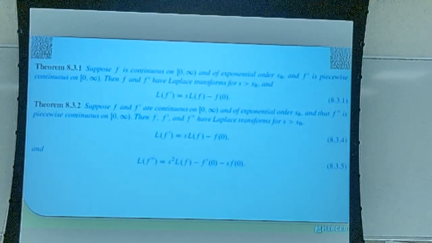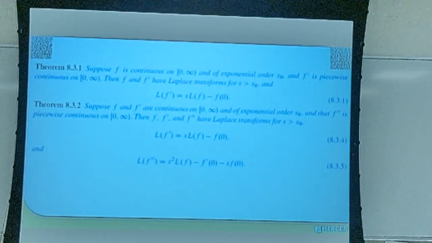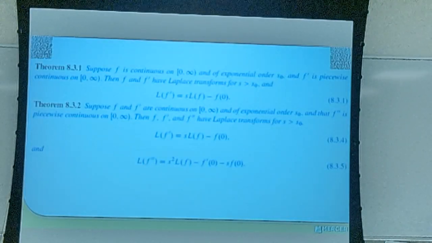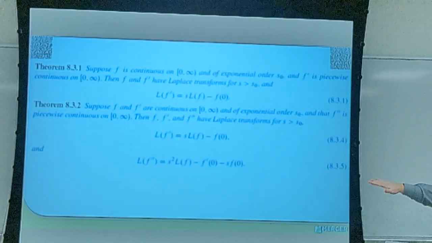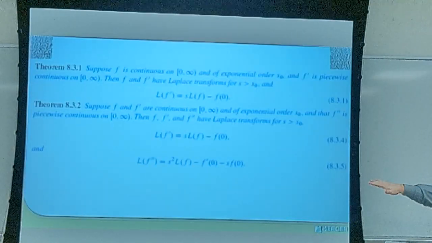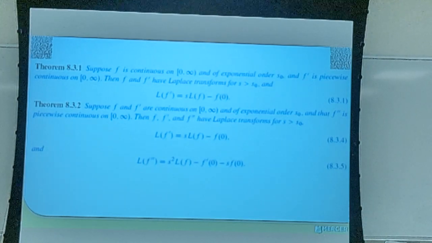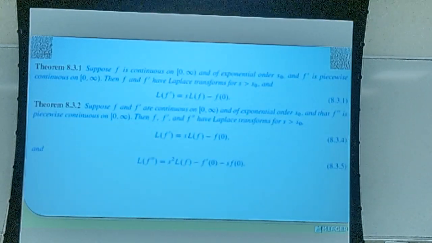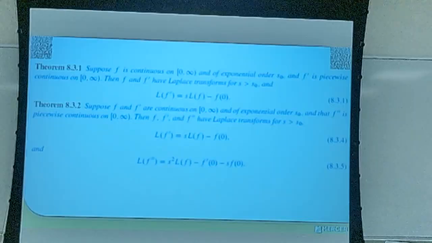These two theorems are really important. They tell you how to transform the derivative of a function, the second derivative of a function. And by the way, it only shows up to the second derivative, but this can naturally extend to any order derivative. So, for instance, if you transform the third derivative, it's the s cubed transform of f minus s squared f of 0 minus s f prime of 0 minus f double prime of 0.